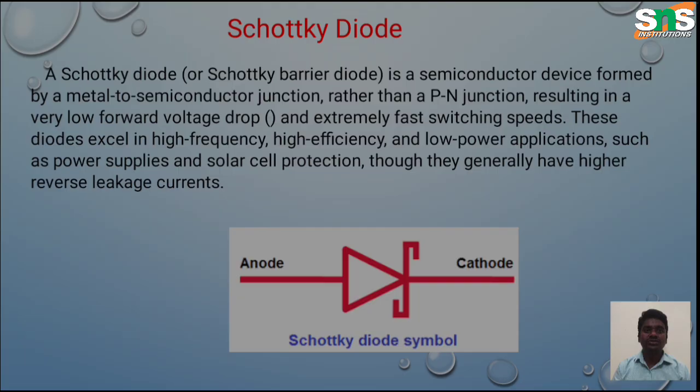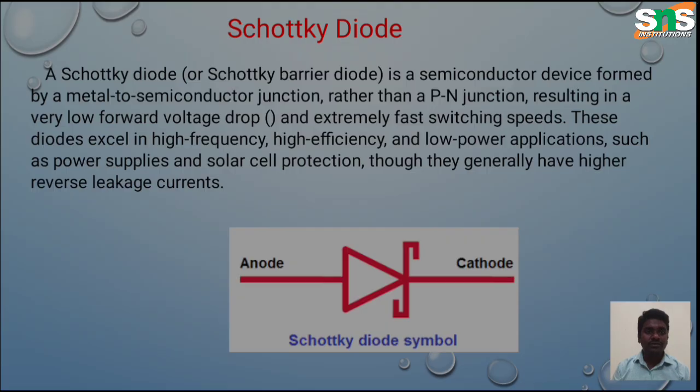These diodes excel at high frequencies. We can utilize this kind of Schottky diode in high frequency, high efficiency and low power applications, for example power supplies and solar cell production, though they generally have a reverse leakage current. These are some applications of the Schottky diode. So let's discuss in detail.